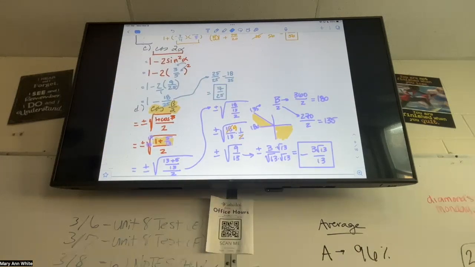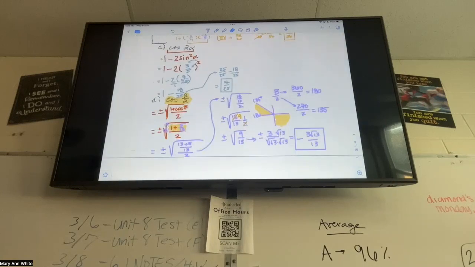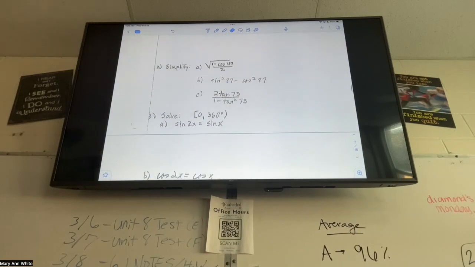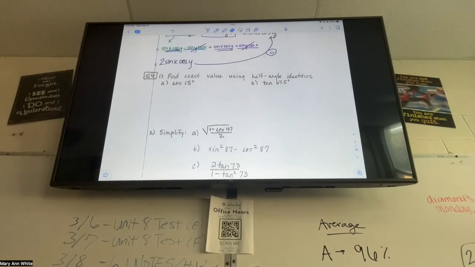Once you've done that, let's go back to the beginning of 5.4 notes. Number 5.4 says find the exact values using the half angle identities. So we're going to look at our half angle identities and solve those based on what's given to us.